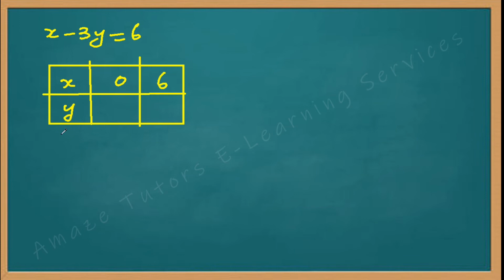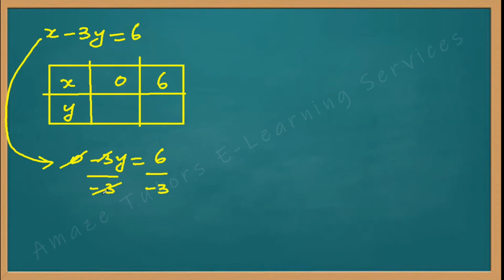Now finding out the respective y, substitute here. x is equal to 0, minus 3y is equal to 6. Now there is nothing here. Divide by negative 3 both the sides. y is equal to negative 2. So fill the table. For x is equal to 0, y is equal to negative 2.